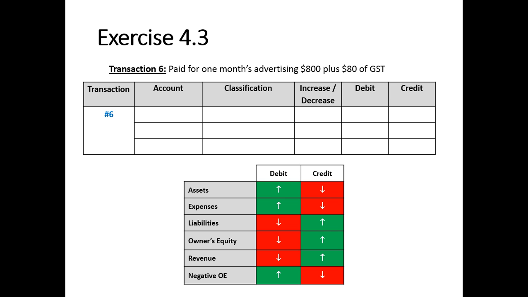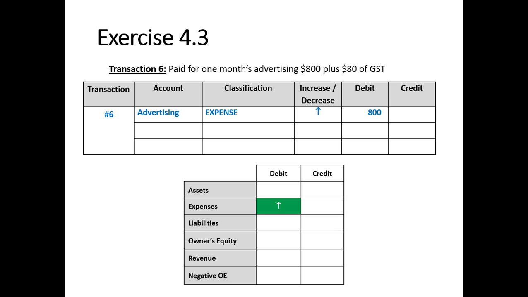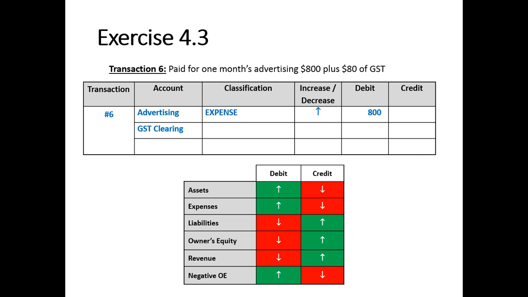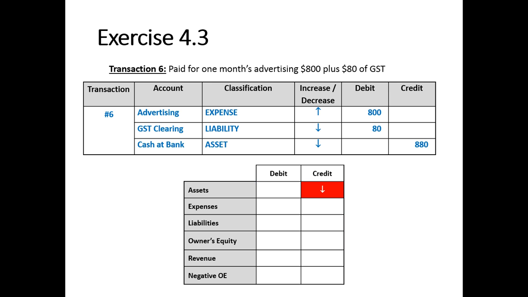Transaction 6, we've got an expense for advertising. It's been paid, $800 plus GST. So let's start with the advertising expense, which is increasing. That's a debit. We've got the GST liability, which is decreasing, and that'll be a debit. And lastly, we've got cash, which is an asset, and it's decreasing. So that'll be a credit.